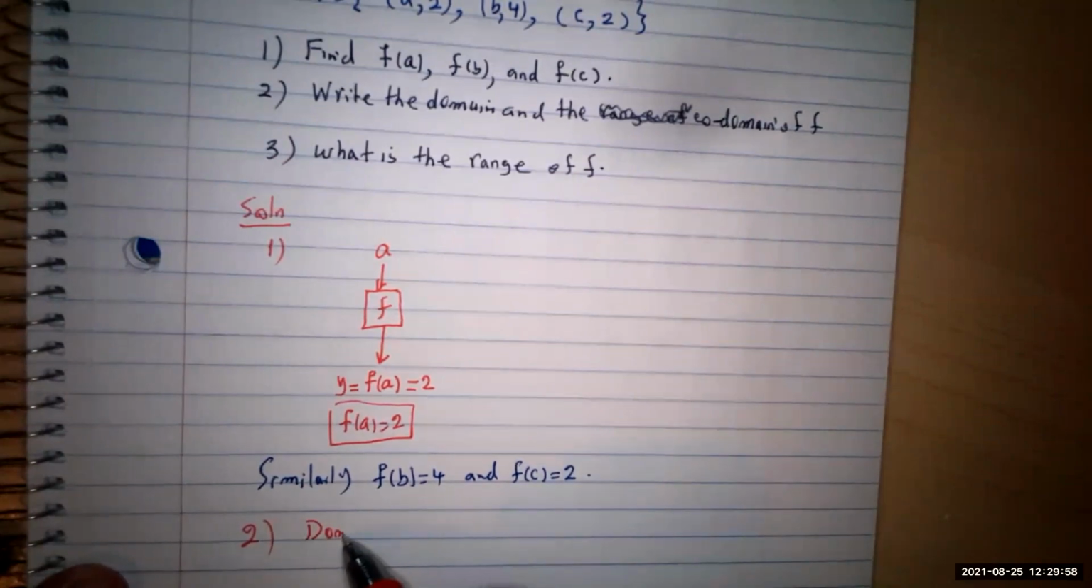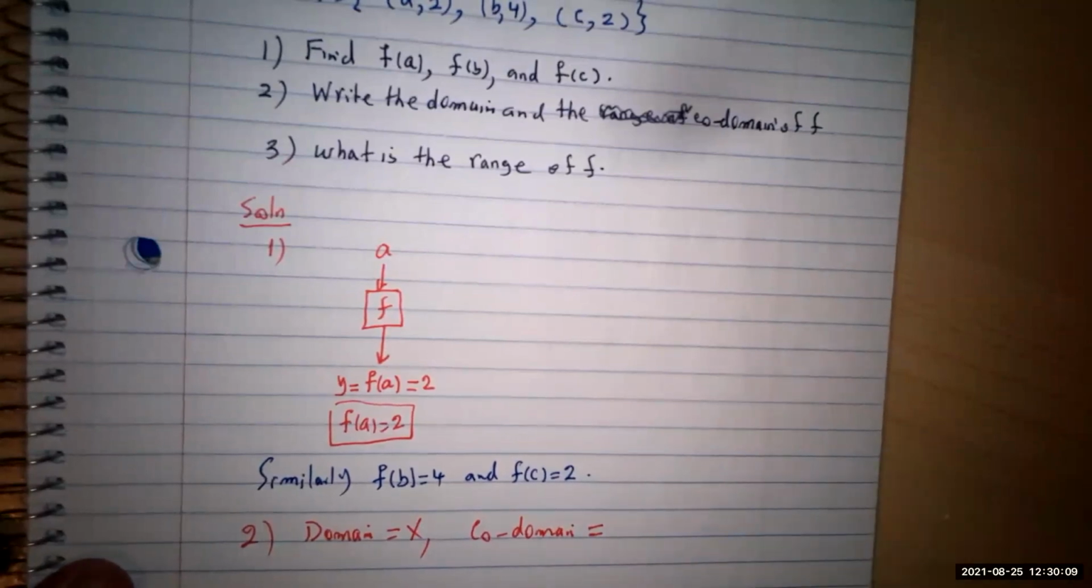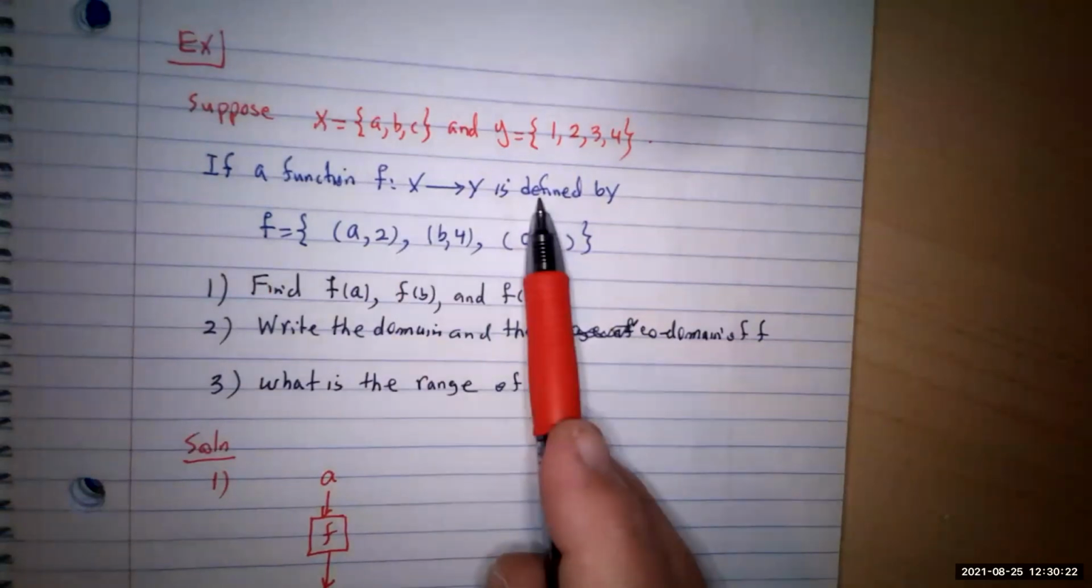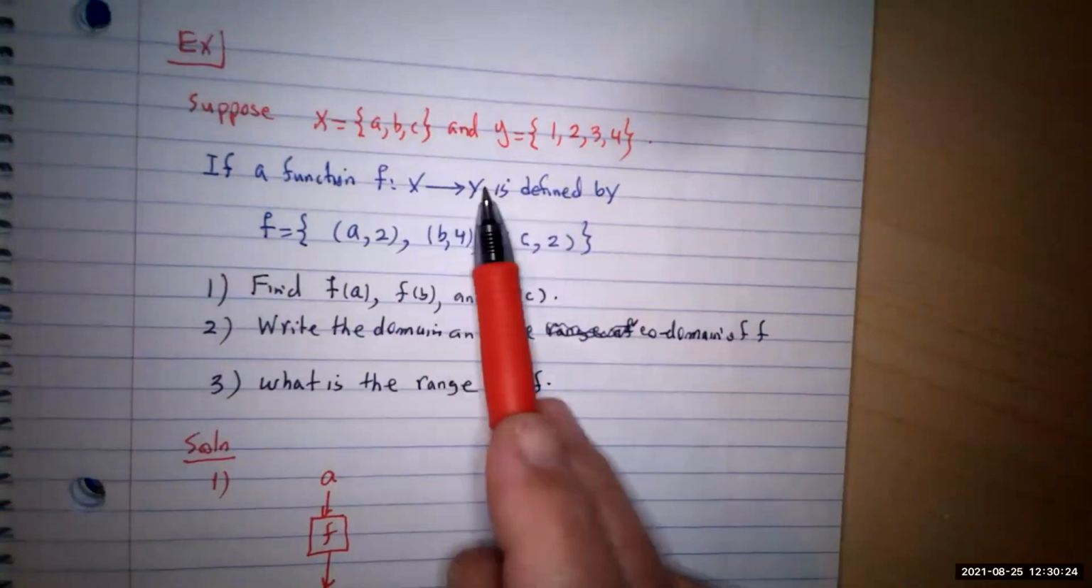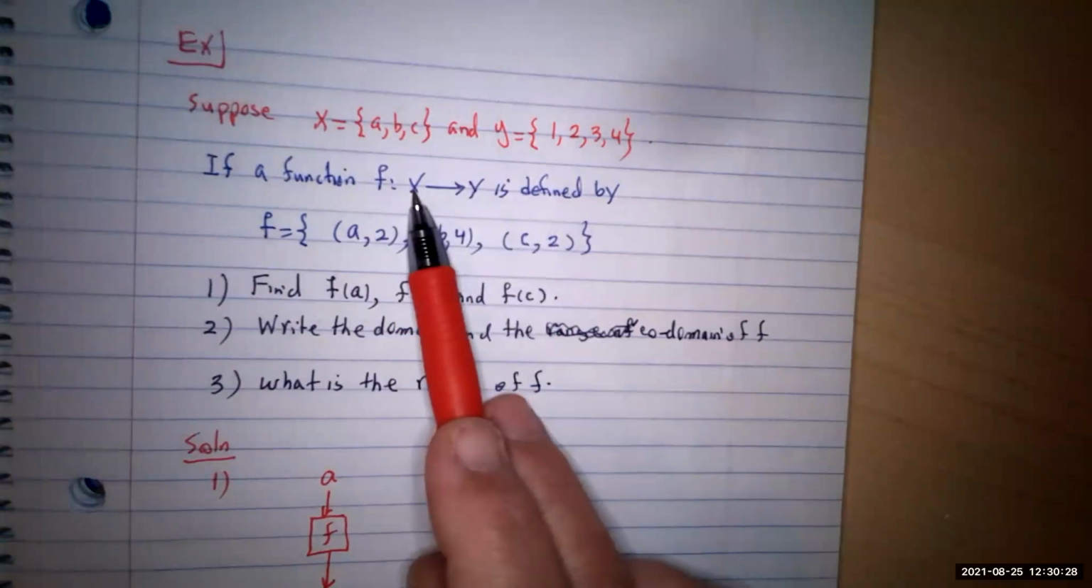Set. Domain is going to be X, and the codomain, you see, remember, it's basically a relation. But it's going to be a relation. Remember, for f is a relation from x to y. X is the domain, y is the codomain. Okay, as a relation, we talk about the definition.